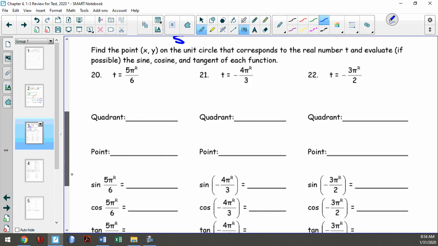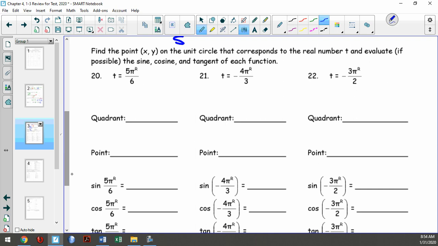Okay, the next thing says to find the point (x, y) on the unit circle that corresponds to the real number t and evaluate if possible. And I want you to evaluate all 6 trig functions there. So what quadrant is 5 pi over 6 in? Well, how do I know it's in quadrant 2? If I were to draw it, this is going to be 6 pi over 6, but I want 5 pi over 6, so this is in quadrant 2, which means I have negative, positive.